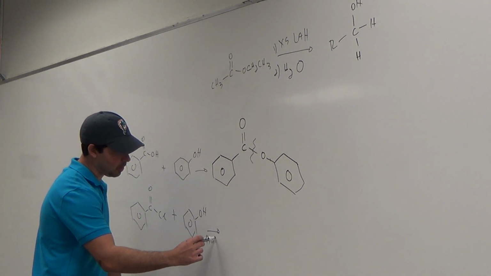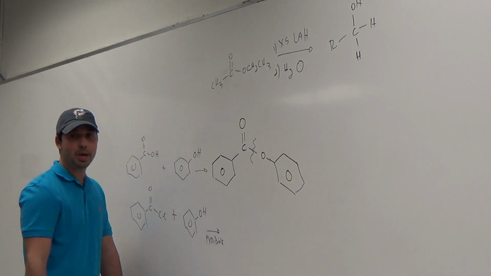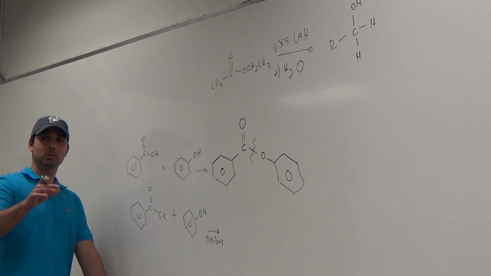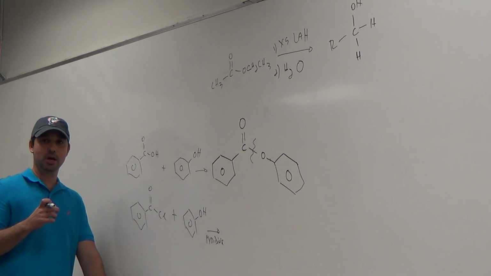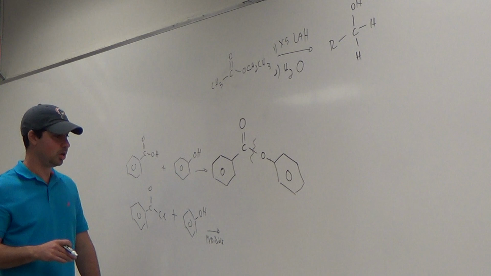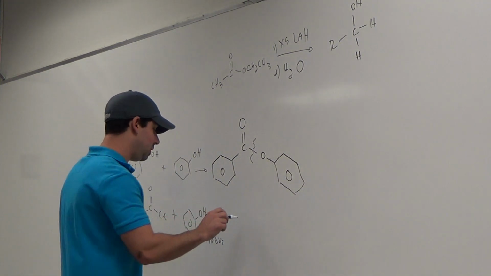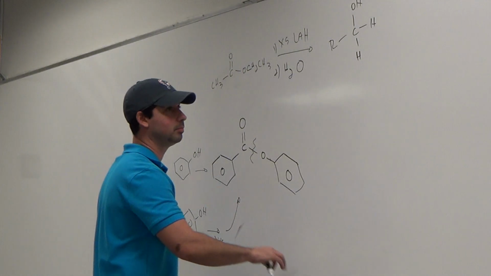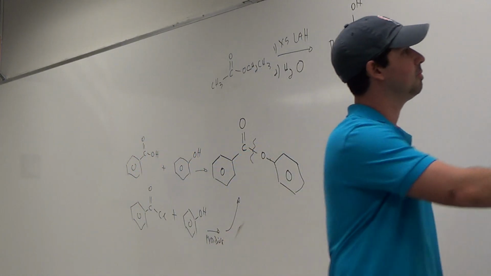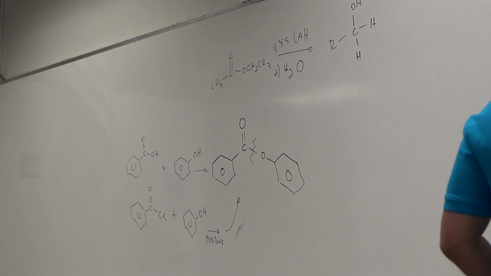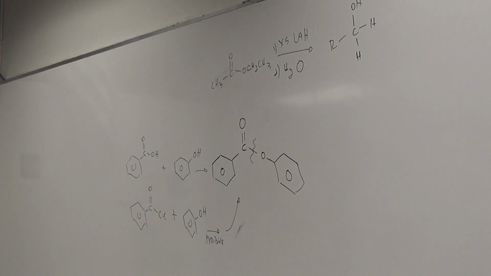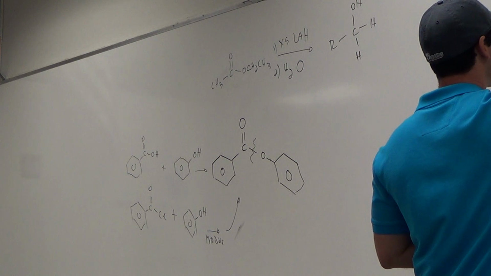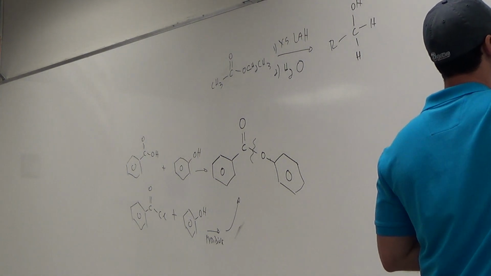What are we going to add to that in addition to that? Pyridine. And the pyridine is a base that will get the HCl. It's going to form pyridinium. Okay, whatever that is, okay? That's it.